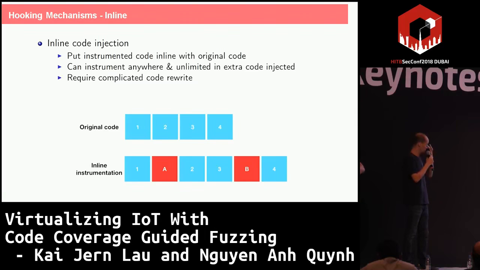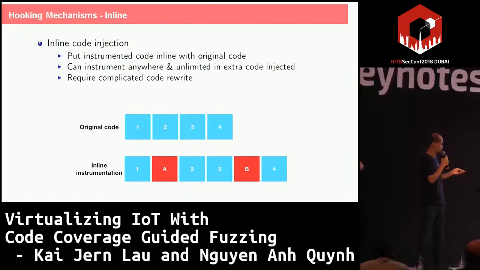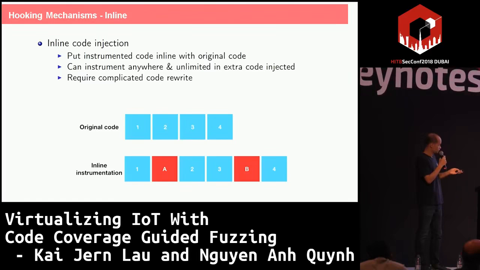So the idea of this technique is that it allows you to instrument anywhere. There's no limitation on where you can instrument. However, the big downside is that, okay, the original code block 1 is here. Now we instrument it, and block 1 is still in the same place in the memory. But because we put our own instrumentation code here after 1, and after this code is running, we need to execute the original code in block 2 here.